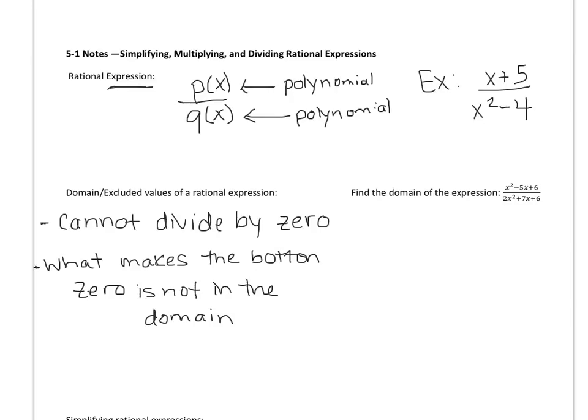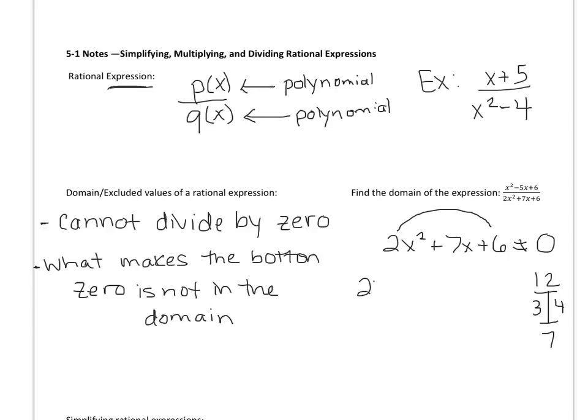Okay, so if I'm looking at this example on the right here, I have two expressions on the top. What's on the top is not going to affect the domain because the domain of any polynomial would be all real numbers. But the bottom, I know that 2x squared plus 7x plus 6 cannot equal 0. So now I have a quadratic. I need to figure out what values would make this 0 so I know not to include them in my domain. So if I factor this, I'm just going to use the grouping method. I'm looking for factors of 12 that add to 7: 3 and 4.